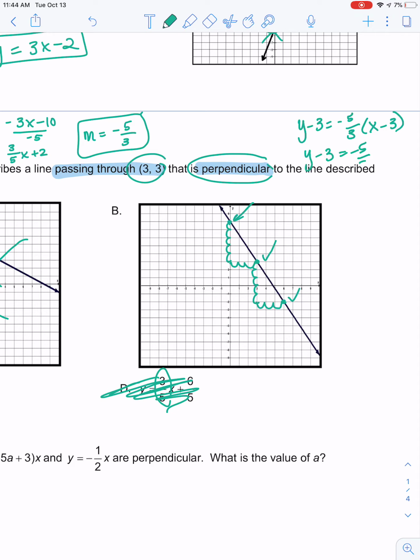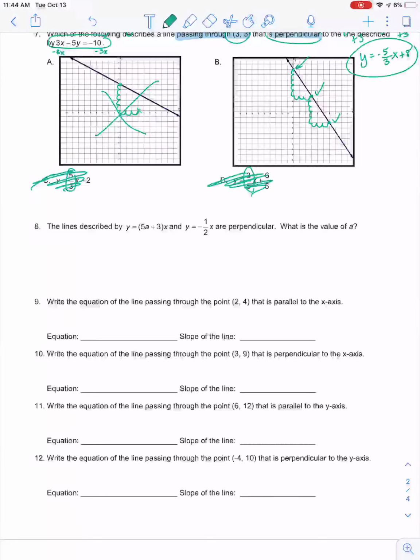So if I distribute, I get a 5 there, and if I add 3, I do in fact get an 8 for my y-intercept. Okay? All right, number 8.